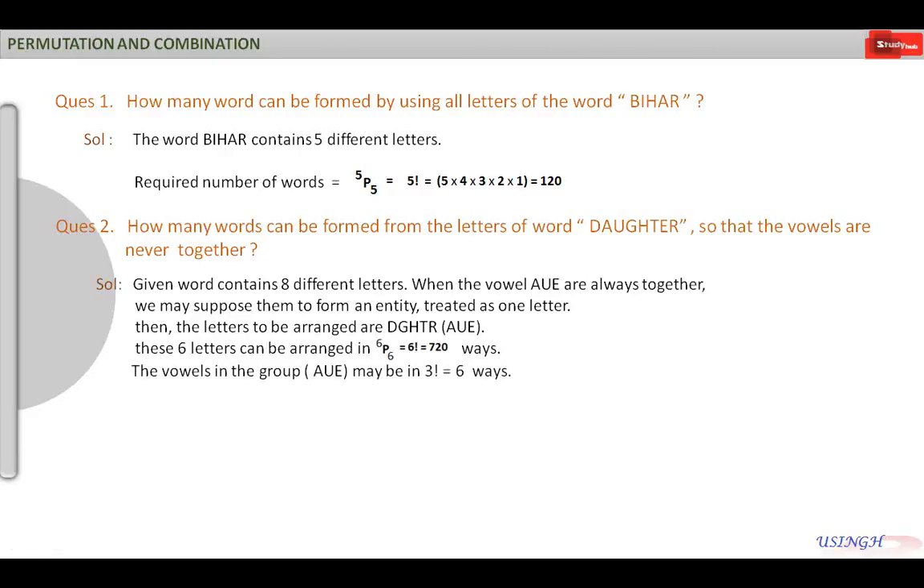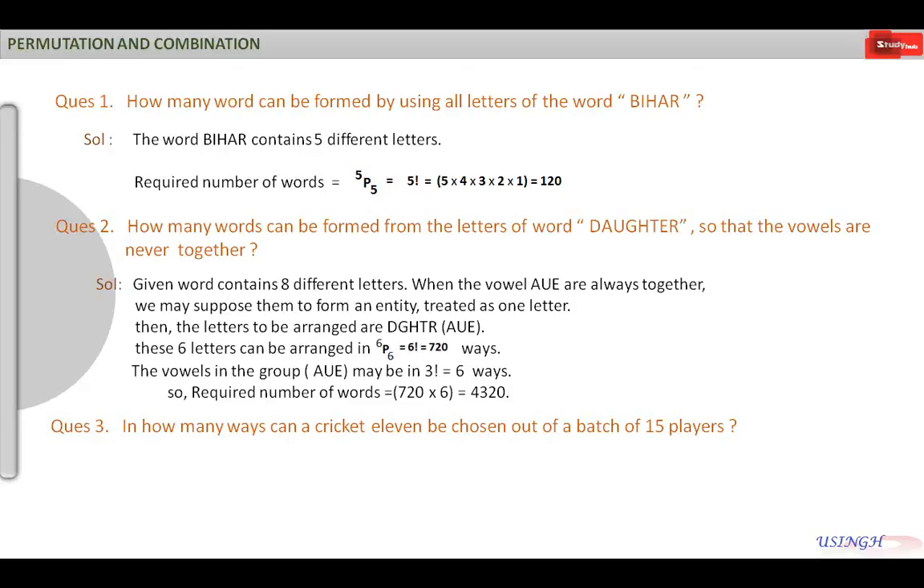And for the arrangement of all 8 letters in different forms, we also have to calculate the permutation of the vowels, the 3 vowels, that is 3 factorial. So this would be 6 ways. So the total answer should be 720 times 6, which is 4320.